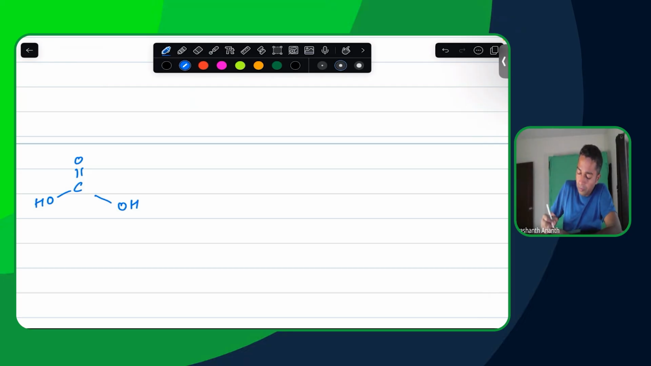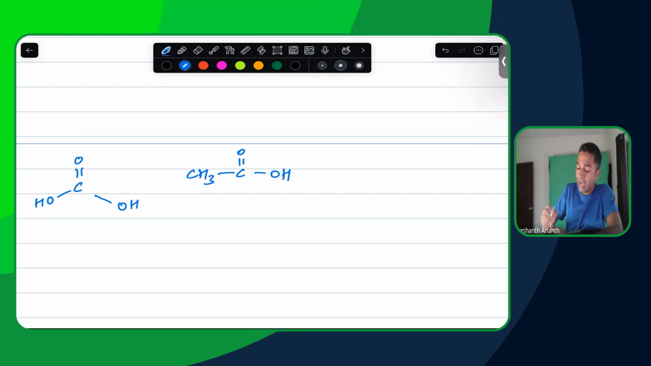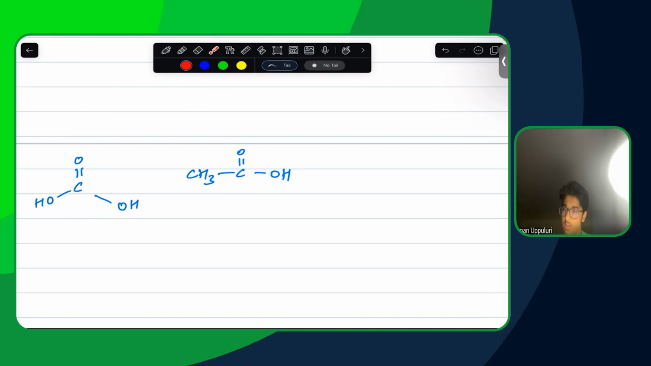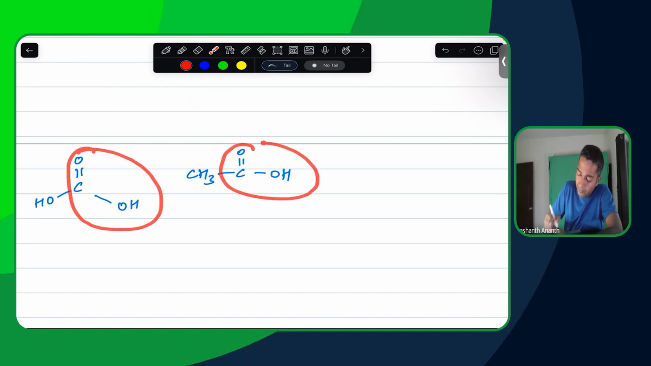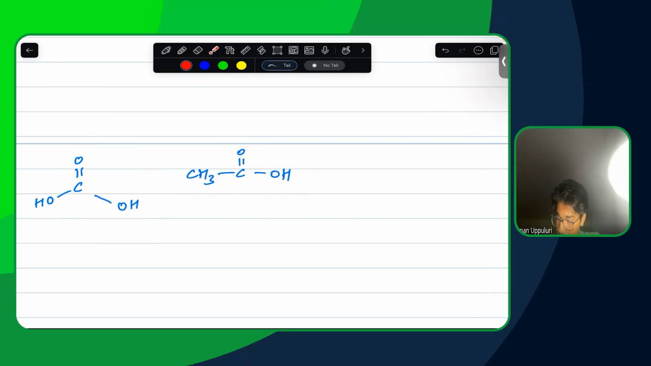So go for logic. Draw the structures for regular carboxylic acids, right? Put them up and then compare. So this is a typical carboxylic acid, acetic acid, and this is my carbonic acid, correct? If I have this carbonic acid and the carboxylic acid, which parts are common? This part and this part are the same, right? So now I just need to compare the two groups on the side, which are this one and this one, and see their effects on this.